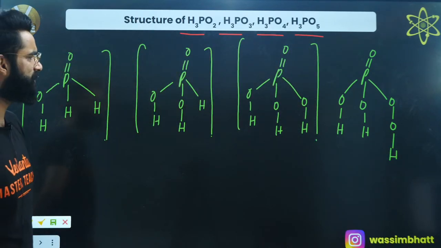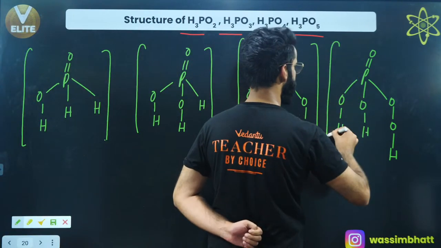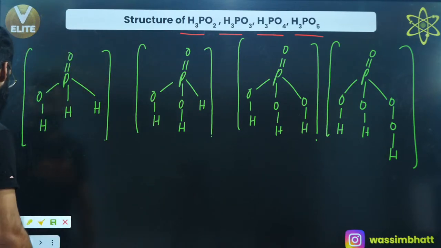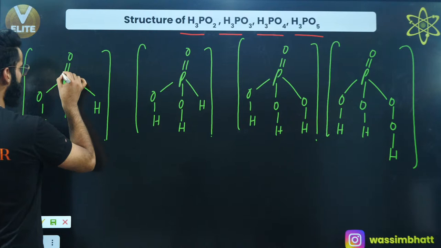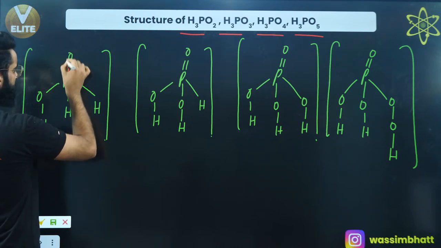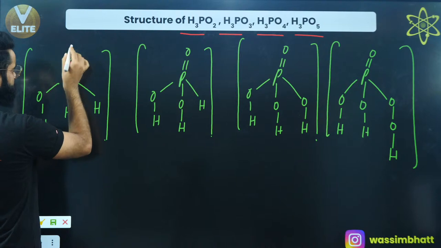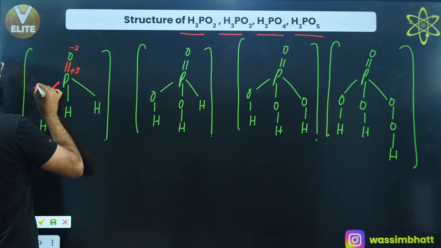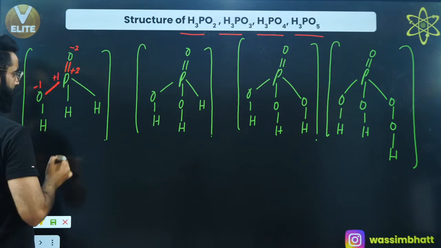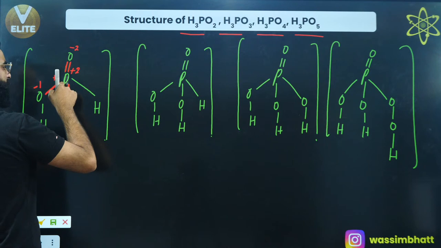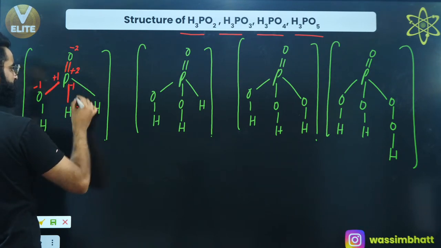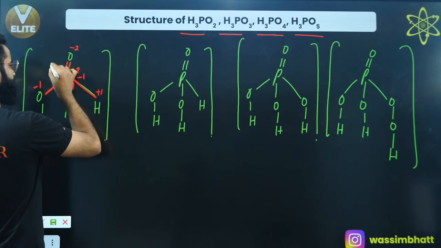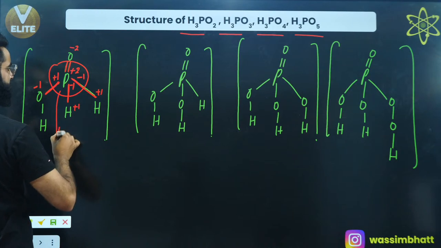Well, if you remember these structures, you can easily calculate the oxidation state of phosphorus in every one of these, right? Now people understand. If I look at this phosphorus, it is attached with oxygen by means of a double bond. Oxygen being more electronegative than phosphorus, oxygen will have minus 2 charge, phosphorus will have plus 2 charge. About this phosphorus and oxygen, oxygen will have minus 1, phosphorus will have plus 1. Phosphorus and hydrogen: phosphorus being more electronegative, phosphorus will have minus 1, hydrogen will have plus 1. Again, phosphorus and hydrogen: phosphorus is more electronegative, minus 1 and plus 1. What is the net charge present on this phosphorus right here? It's going to be plus 1.